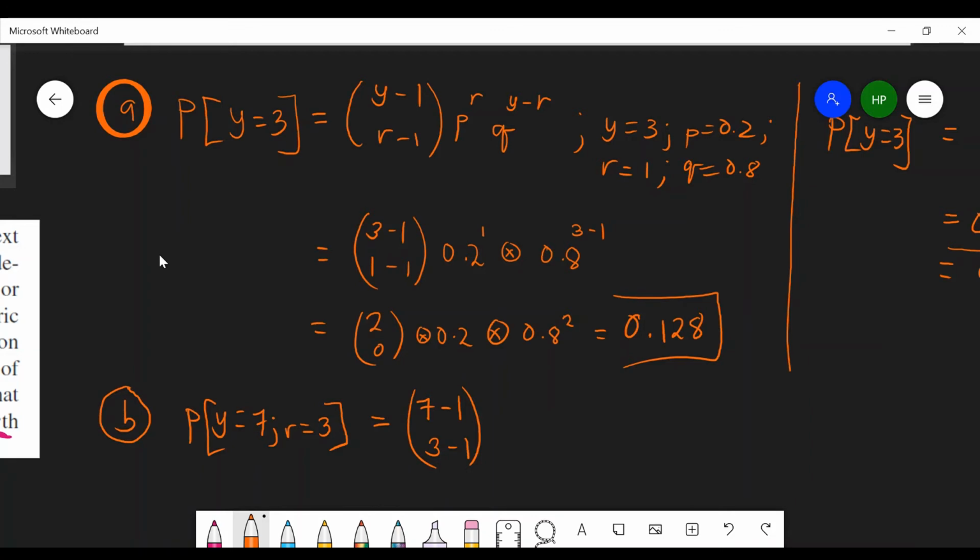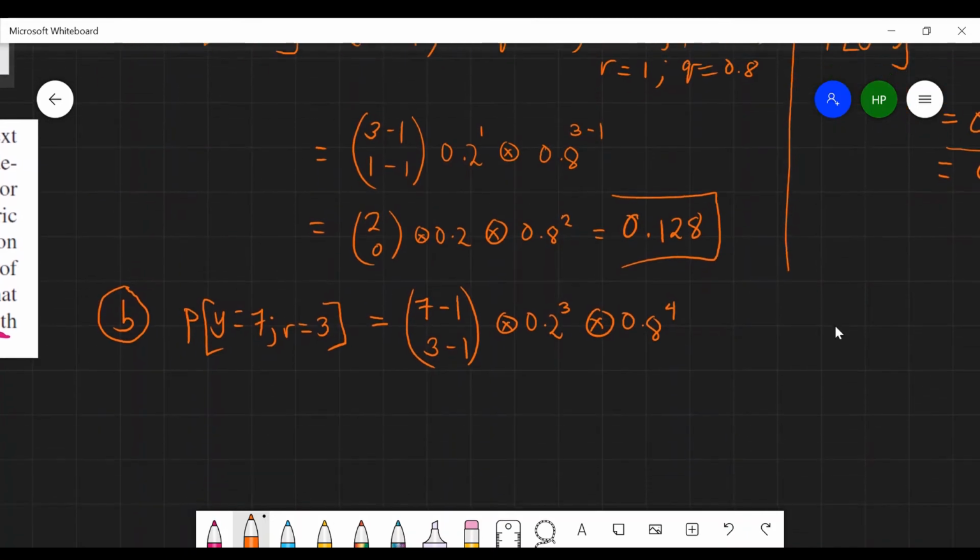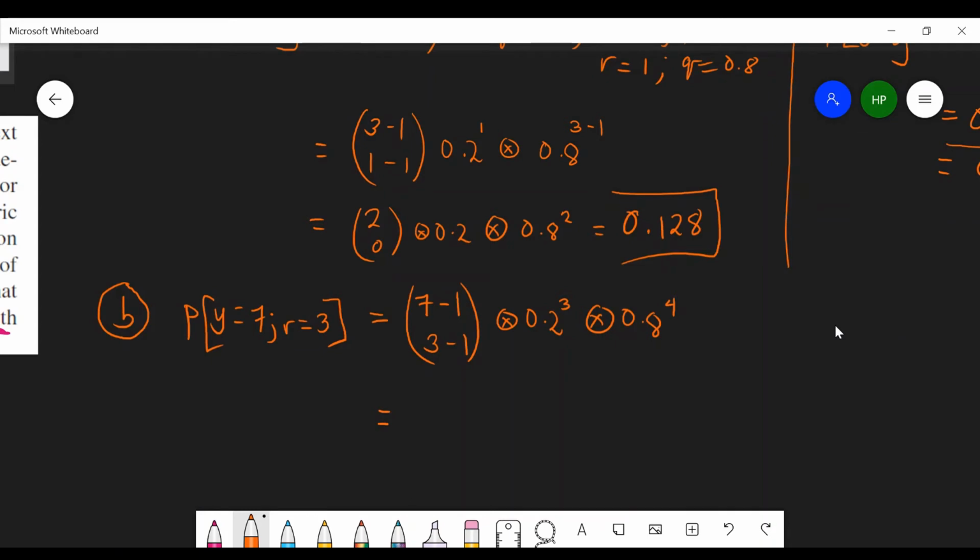So, again, success and failure is the same all throughout. So, mayroon tayong P equals 0.2 times, at anong exponent nito? R, which is 3, times 0.8, tapos y minus r, 7 minus 3, which is 4. Solve natin yan. This is 6 combination 2. Ang gagawin natin, 0.2 cube.